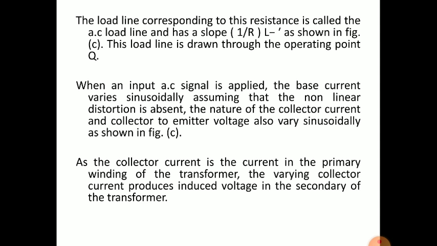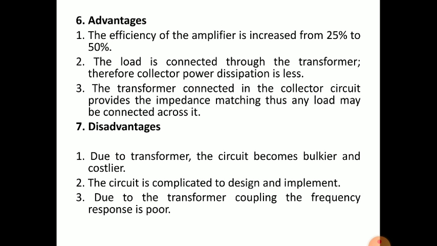If we supply the AC signal to the primary winding, the variation in the primary winding produces an induced voltage in the secondary winding. That's how the resultant amplified output signal passes from the primary winding to the secondary winding, which is connected to the input of the load, the speaker.